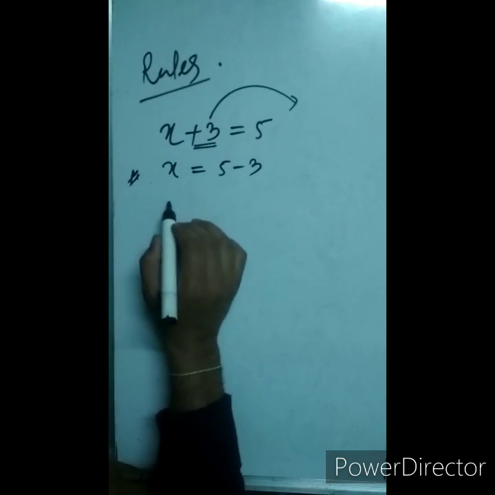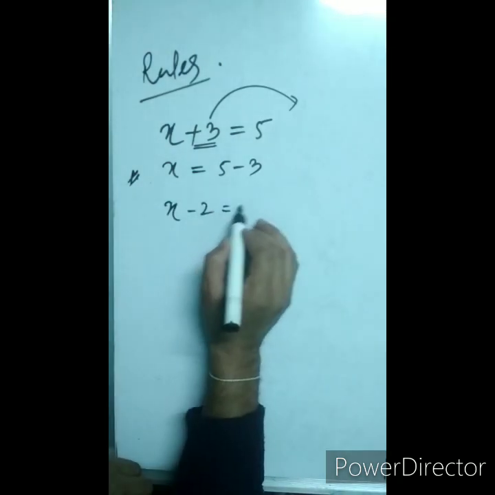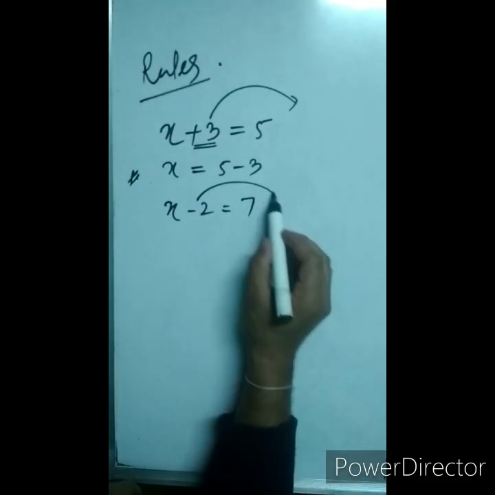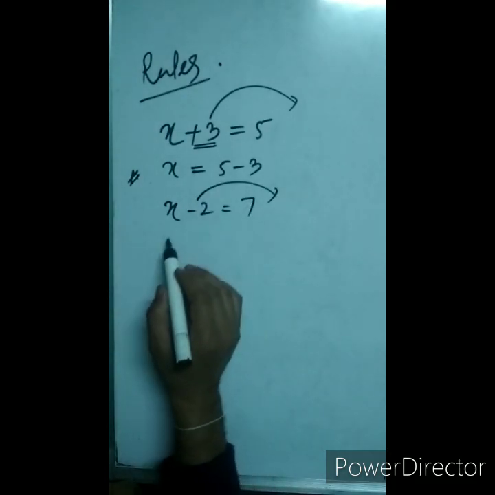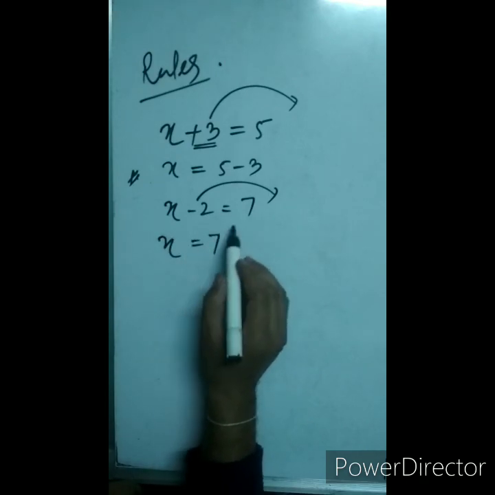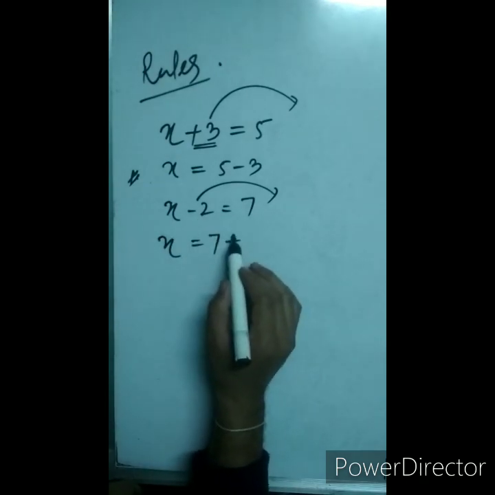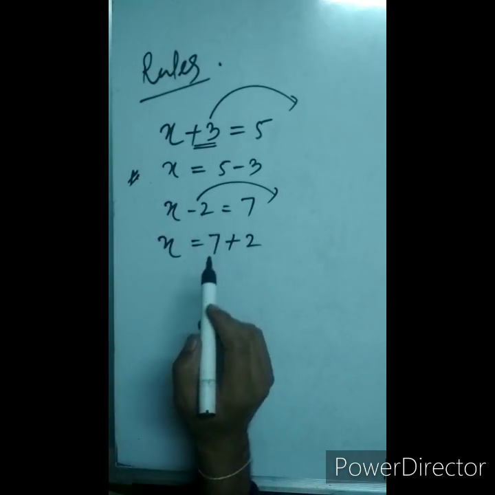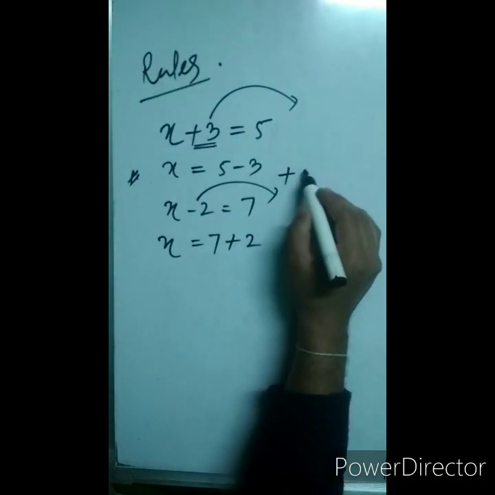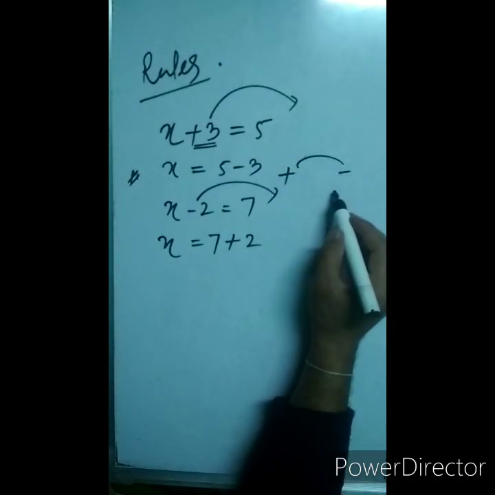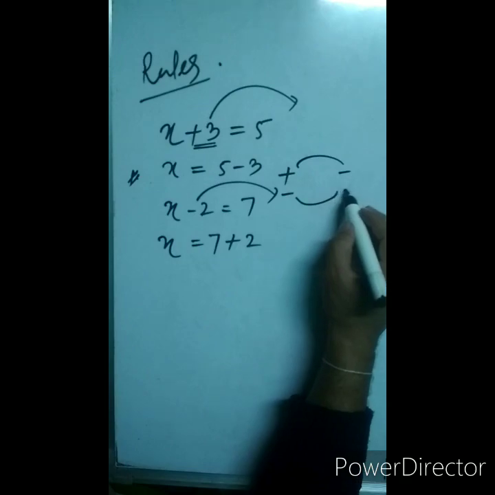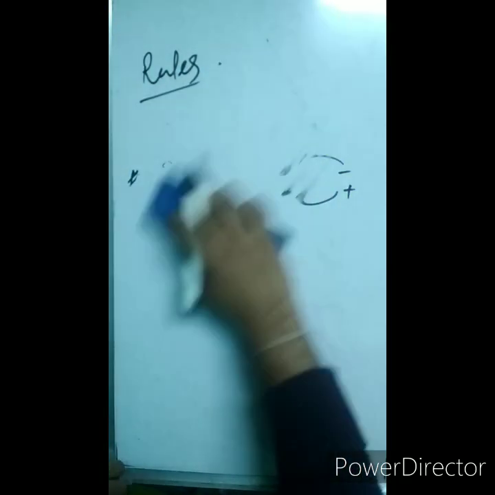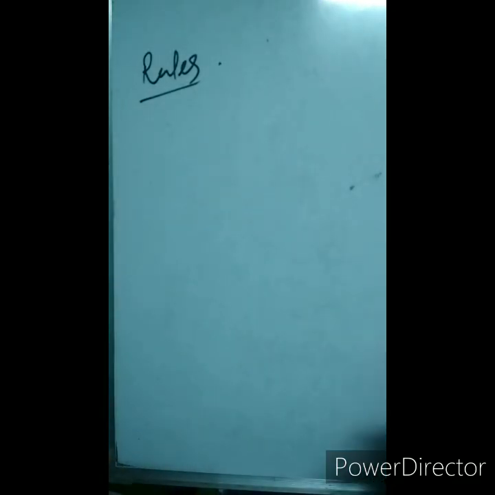Next, second, x minus 2 is 7. If we bring this minus 2 to the other side, then it will be coming in this way. Minus 2 will be changed into plus 2. Now plus into minus, minus into plus. And I'll give you one more rule now.